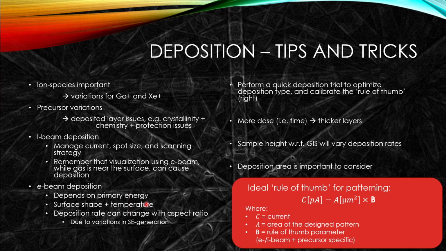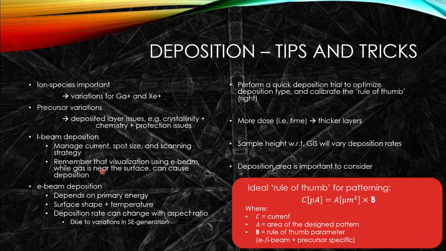Now, deposition is a bit artisanal to make this work. But of course, we can see that there will be variations for gallium and xenon-based deposition processes. We'll also get a variation depending on the precursors we've got, and this can cause issues with regards to crystallinity, chemistry, and protection. In terms of ion beam deposition, generally speaking, we want to manage the current, the spot size, and the scanning strategy to optimize that we're going to continually deposit our layer onto our material.